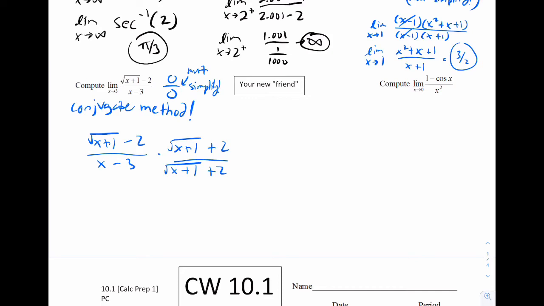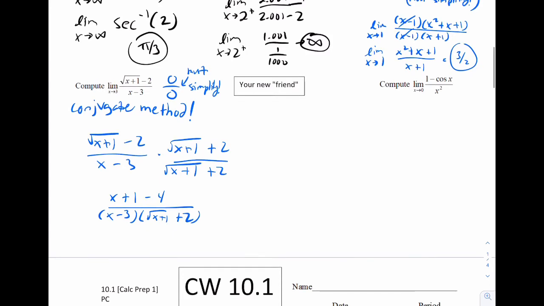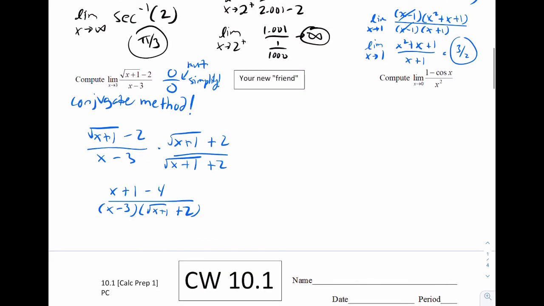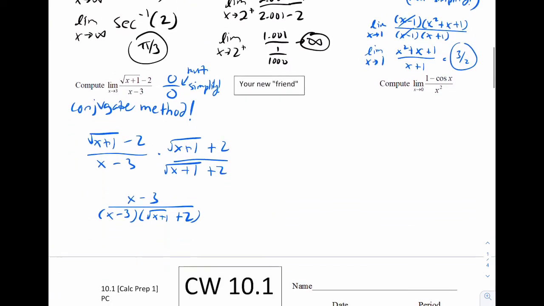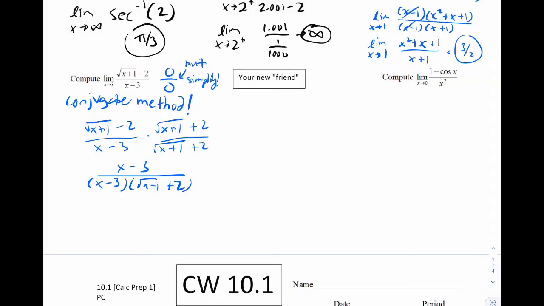Notice the top, you get x plus 1 minus 4. Now the bottom, we're going to leave it like this: x minus 3 times the root of x plus 1 plus 2. You don't want to multiply that out, because look what happens here. The top becomes x plus 1 minus 4, which is simply x minus 3, which means I can simplify that. The x minus 3's cancel, and now look at that.